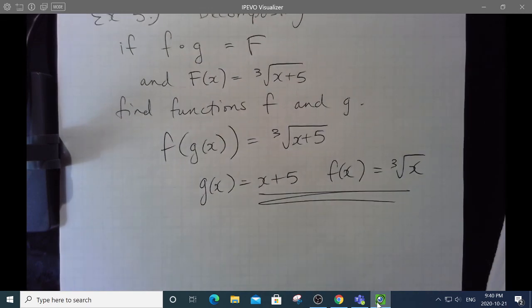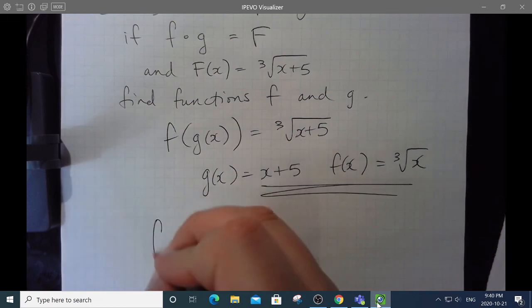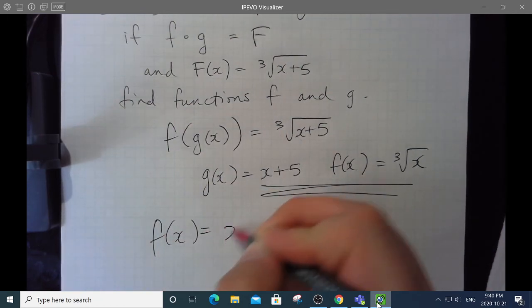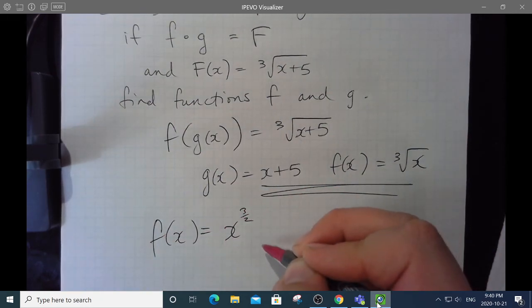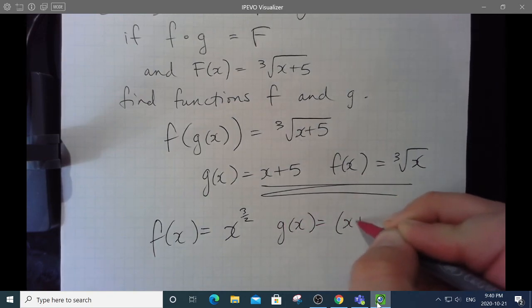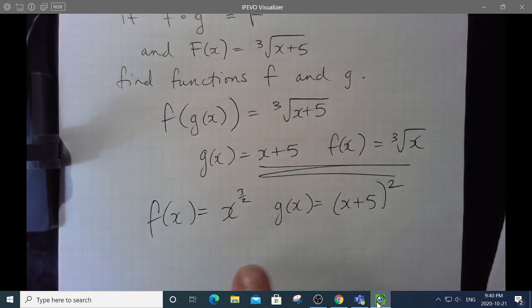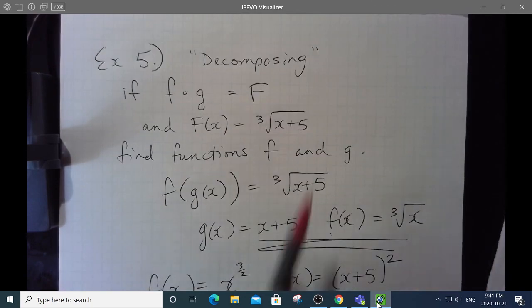Actually, no. I'm just going to tell you another possible answer and see if you can understand why it works. F of x equals x to the 3/2, and g of x equals x plus 5 squared. See if you can figure out why that would be just as good of an answer as this one. See if you can figure out why when you plug this into here, you get that composite function.